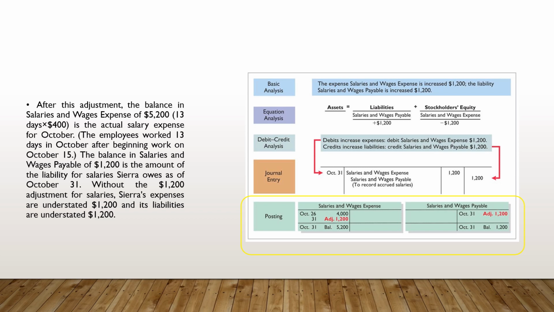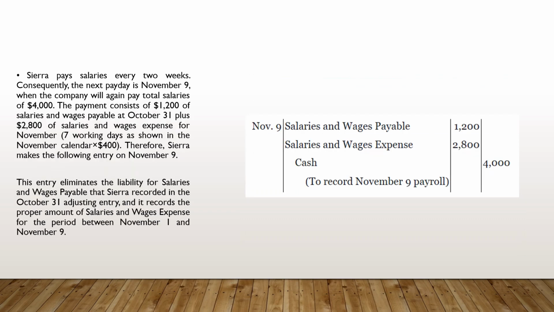And then, so the employees worked 13 days in October after beginning work on October 15th, right? So now the adjustment of salaries and wages of $1,200 is the amount of liability for what Sierra owes as of October 31st. So without the adjustment for the salaries, our expenses are understated, okay, and liabilities are understated. So take a look at that. Okay, so right here, Sierra pays salary every 2 weeks. So we see that the next payable date is November 9th.